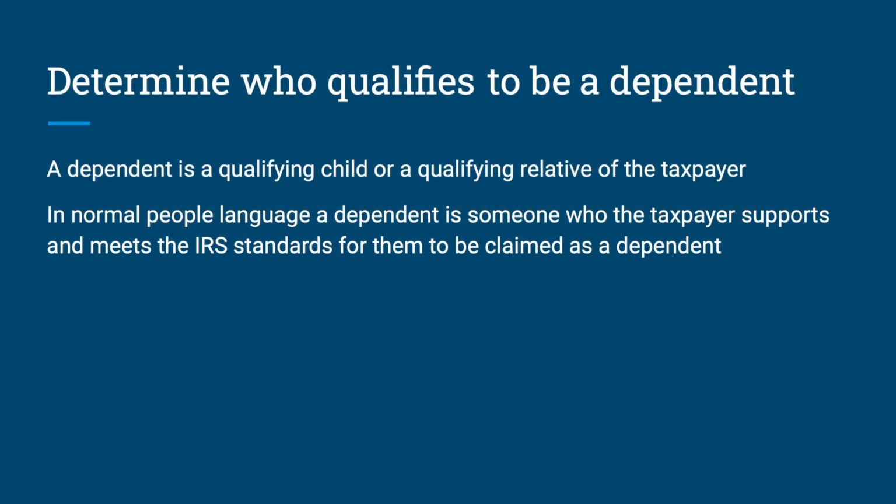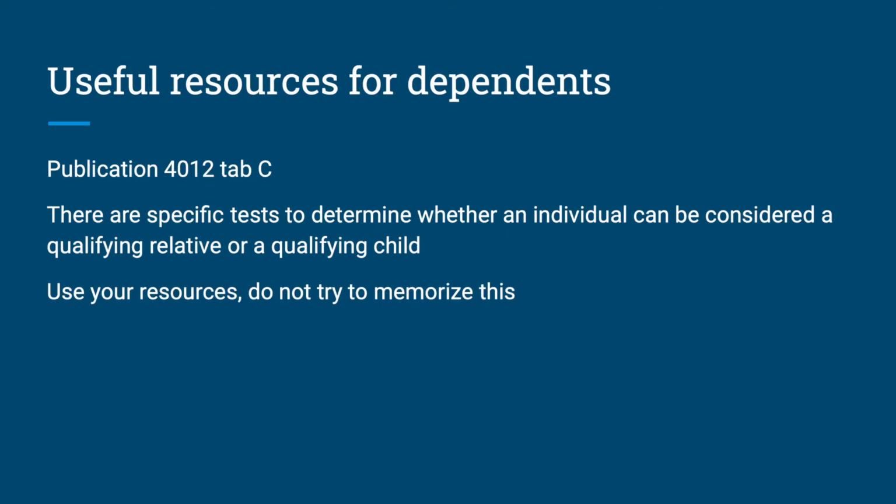So it's kind of a two-pronged definition. The way I think about it is that it's someone who the taxpayer supports, but it's also someone who fits in the specific box for them to be claimed as a dependent on their tax return. And so we're going to talk about some of those standards.